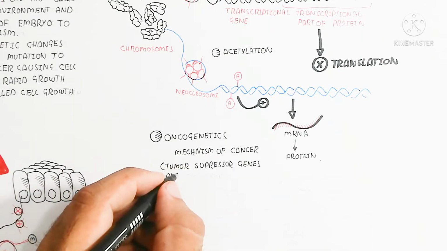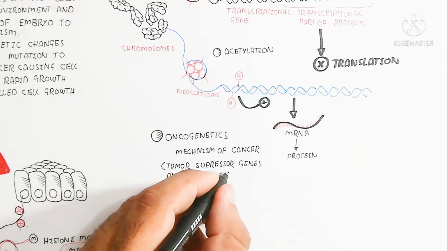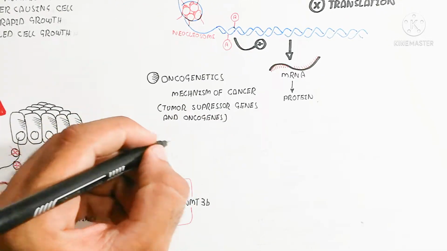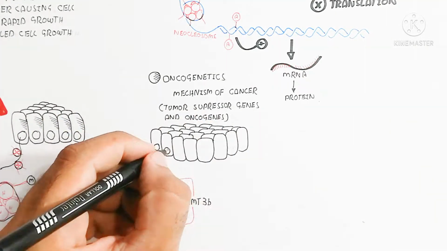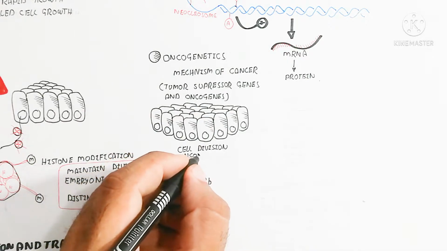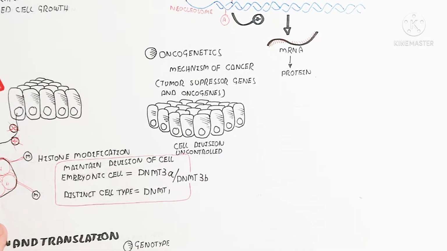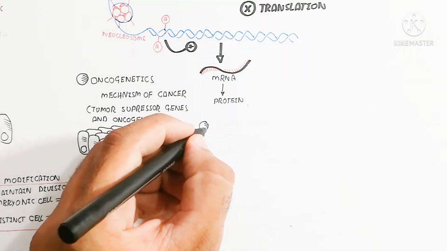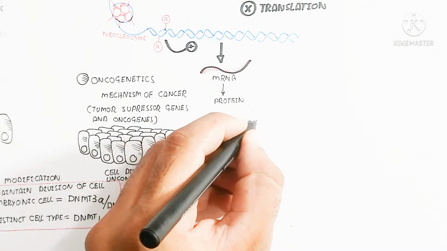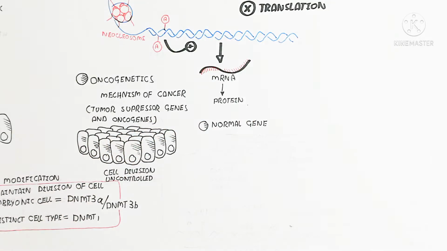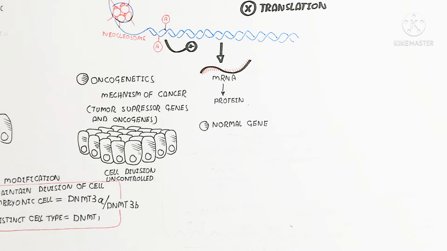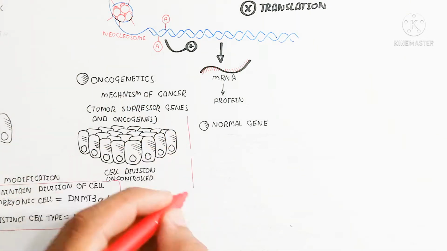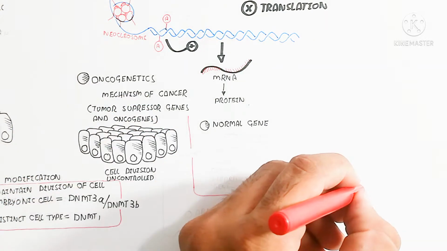Next we will discuss that this leads to proliferation of cell division and increases the cell number, while DNA damage is more due to the unchecked checkpoint of the cell cycle. So here is the oncogenetics, the mechanism of cancer: tumor suppressor genes and oncogenes, where cell division is uncontrolled.